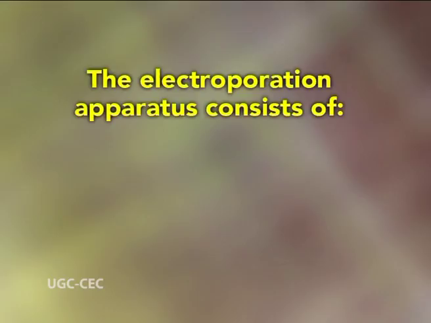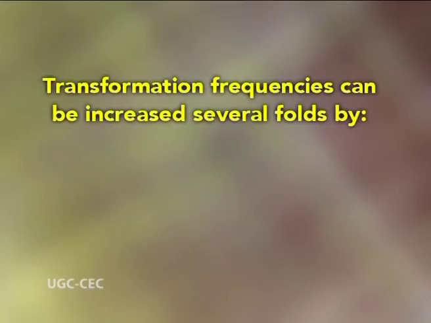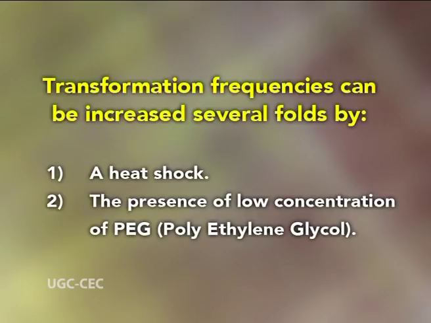The electroporation apparatus consists of a pulse power supply, cuvettes individually wrapped, sterile and fitted with a cap, and electrodes. Low voltage, long pulses produce a high rate of transient transformation, whereas high voltage, short pulses give a high rate of stable transformation. Transformation frequencies can be increased severalfold by a heat shock to protoplasts just prior to electroporation, or by the presence of a low concentration, about 8%, of polyethylene glycol, that is PEG, during electroporation.